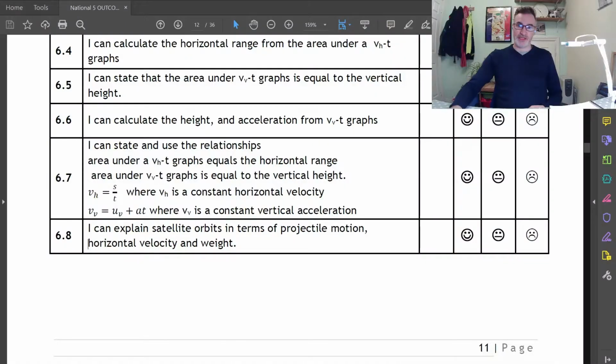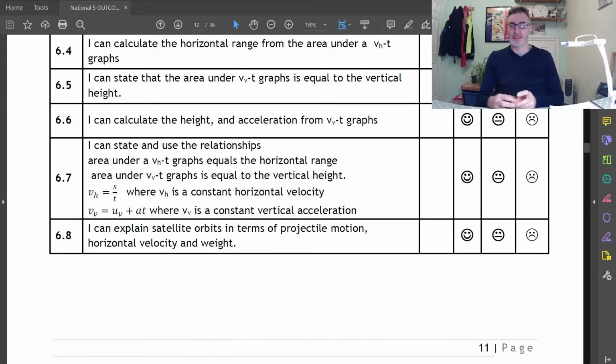Hi folks, this is going to be the final lesson in dynamics, and in this we're going to look at satellite motion. Now satellite motion is an extension of what we were looking at with projectile motion, and if you look at the learning intention for this, number 6.8: I can explain satellite orbit in terms of projectile motion, horizontal velocity and weight.